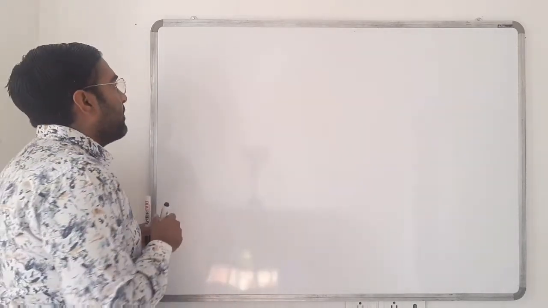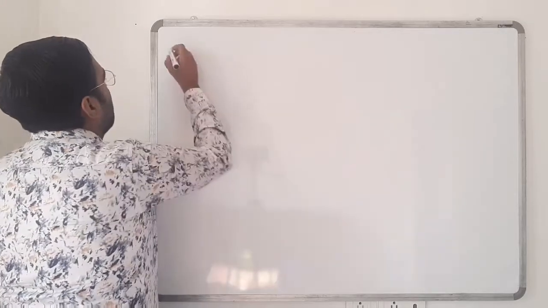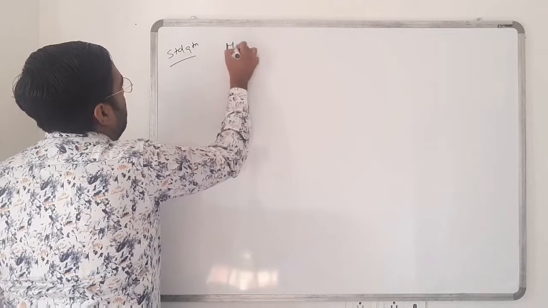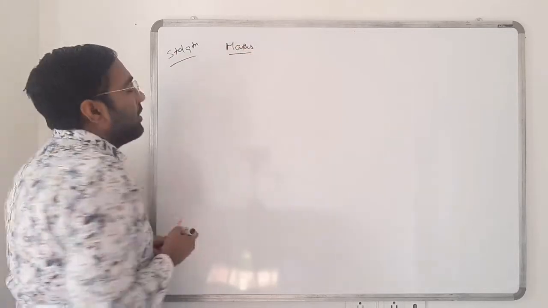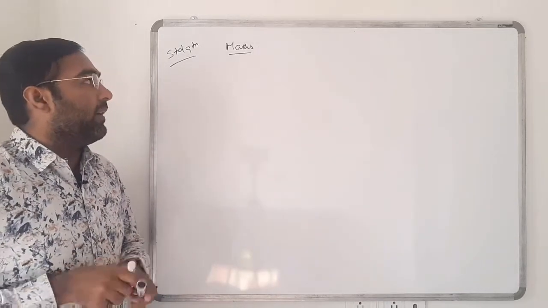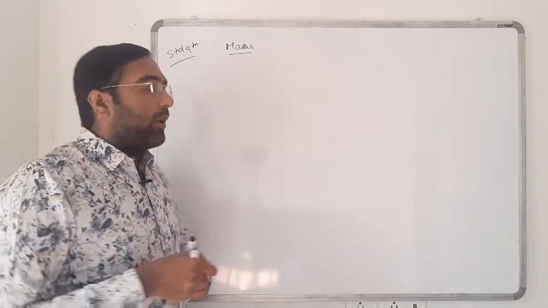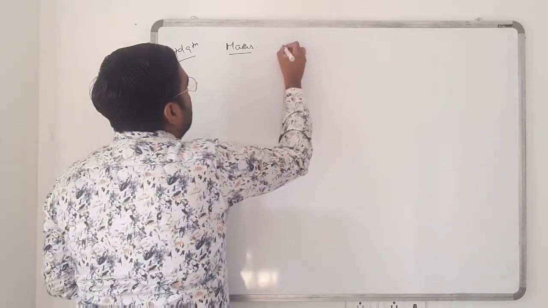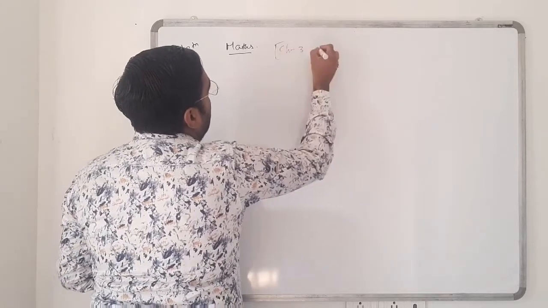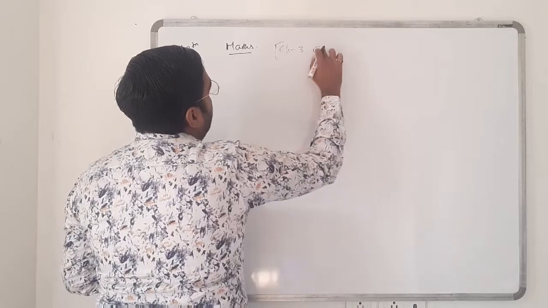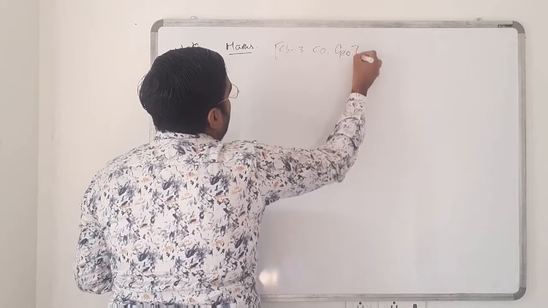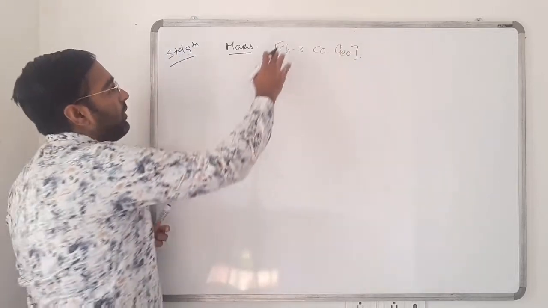So here we are learning standard 9 maths, the revision of chapter number 3, that is coordinate geometry. Clear that?